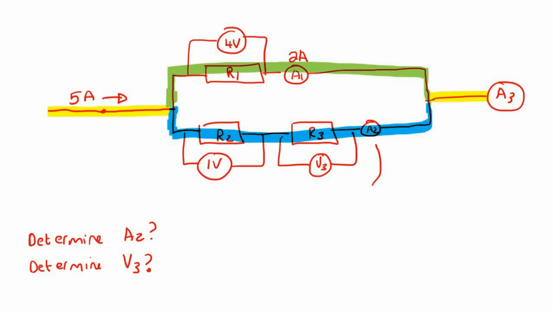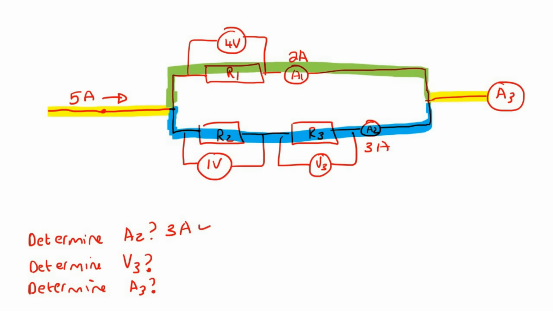So A2 is over here. So how much current is flowing there? Well, we started off with 5 amps, and how much goes this way? Well, if you look at the ammeter reading, it's 2 amps. So how much is left over? Well, 5 minus 2 is 3. So that means 3 amps goes this way. So any ammeter that you connect over here will be 3 amps. So that would be the answer, 3 amps over there. Okay? We're also going to say determine A3.